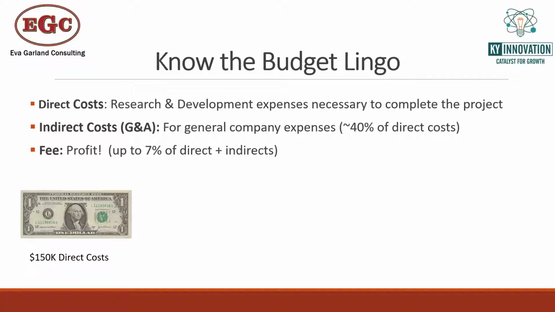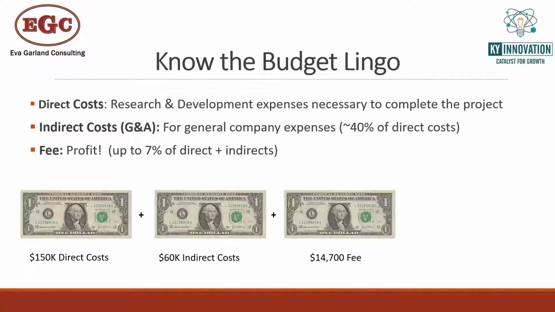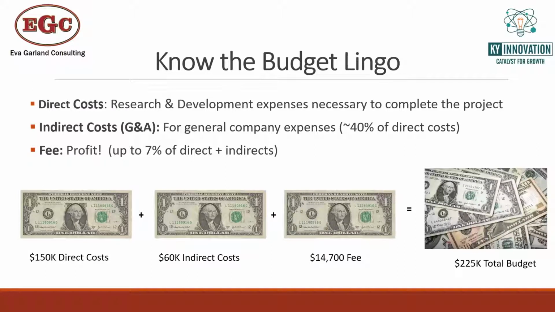So how do you construct a budget? Okay, so what does this really look like? Let's say that you're putting together a proposal, you've got $150,000 in direct costs. Now you can take about 40% of that as indirects, and then 7% of the directs plus indirects as your fee to get to your $225K total budget, which is typical for many agencies for the Phase 1 award.